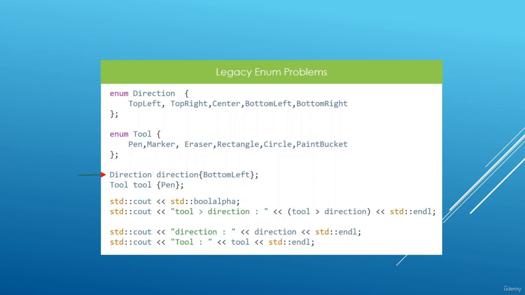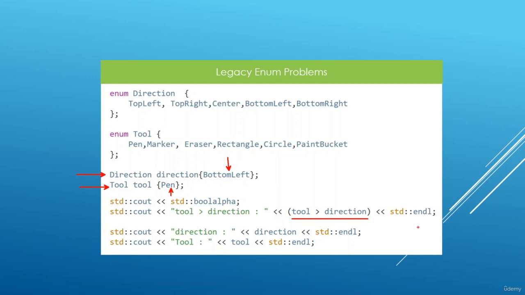One is of Direction type. It is initialized with bottom left. The other is the Tool, which is initialized with pen here. But the problem is we can do something like this, and it is going to be really confusing. What do we mean by tool greater than direction? This is really confusing, and legacy enumerated types allow you to do this.